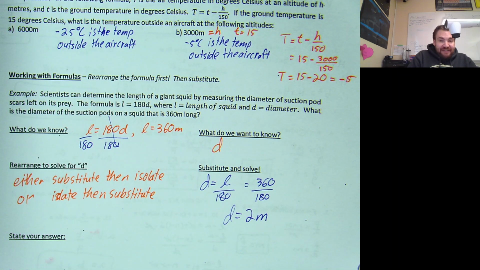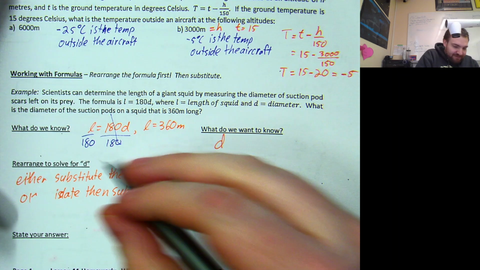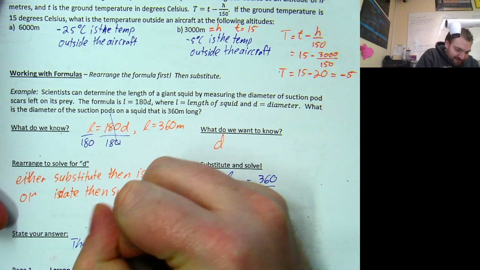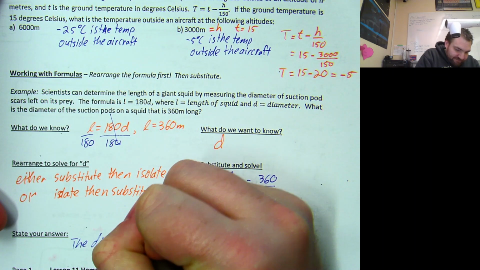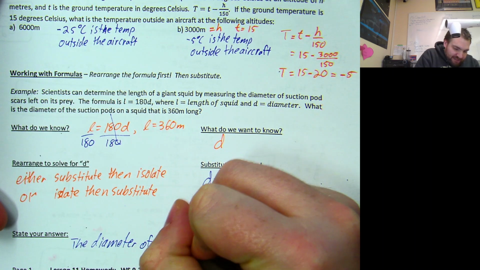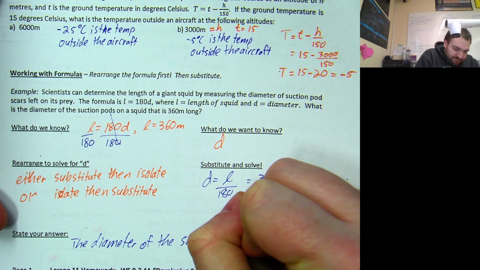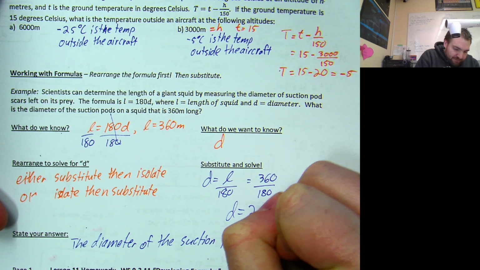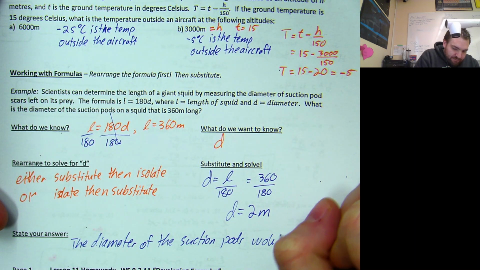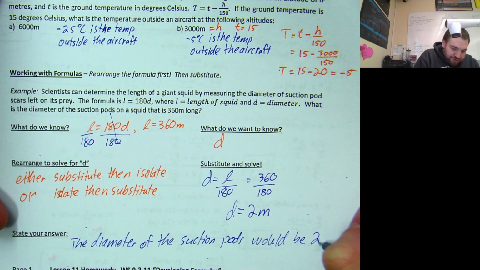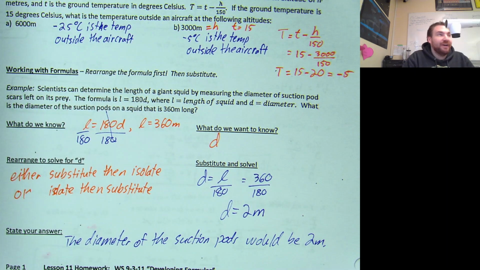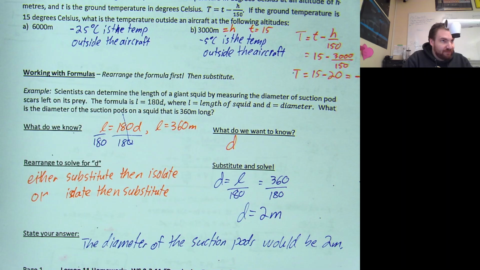So we now have to state our answer. The diameter of the suction pods would be 2 meters, period, and we're done. Cool? Horrifying, but we are done.